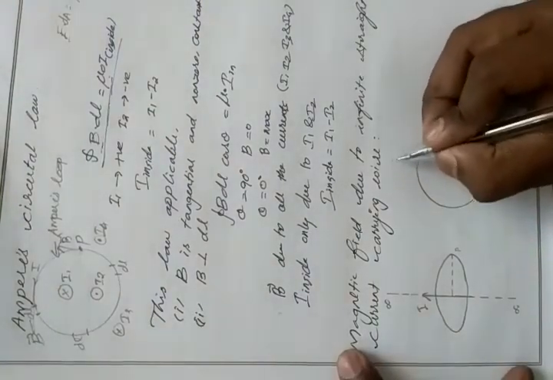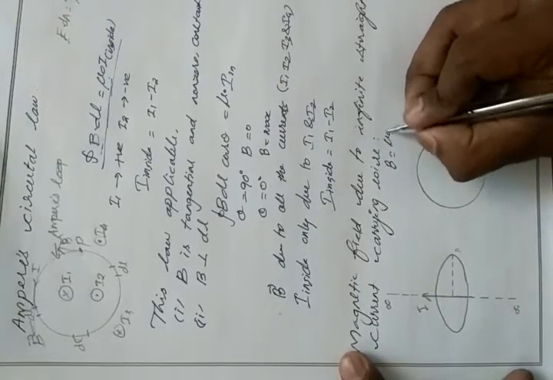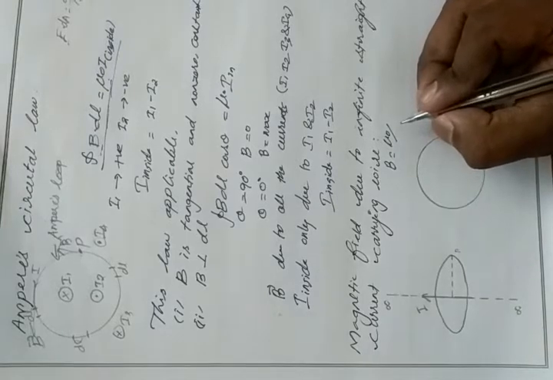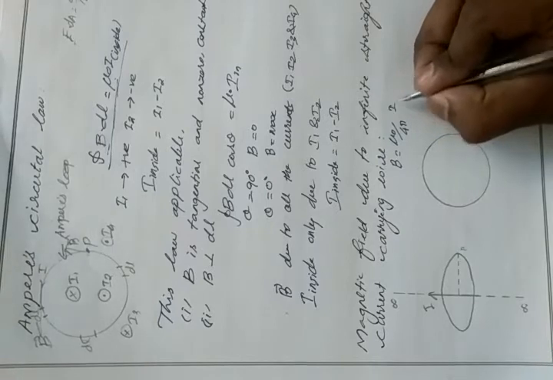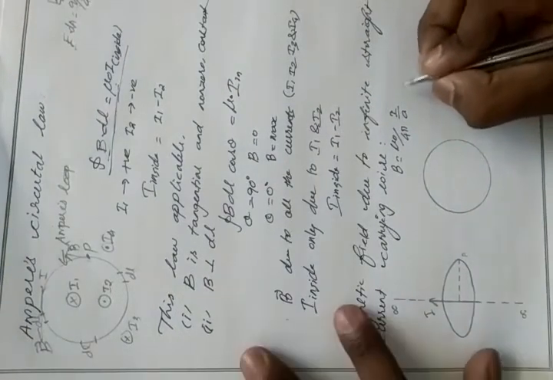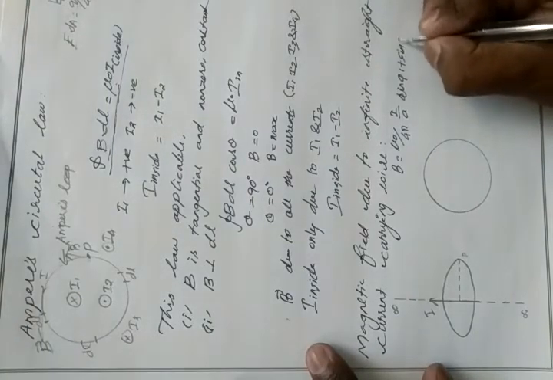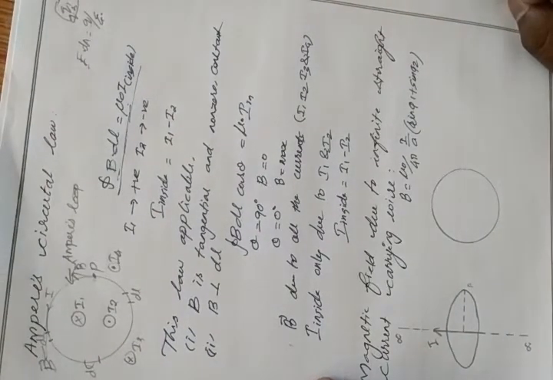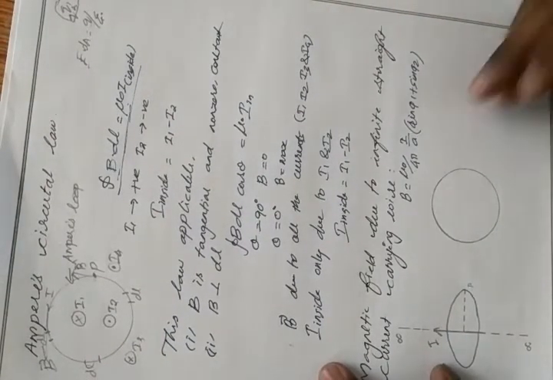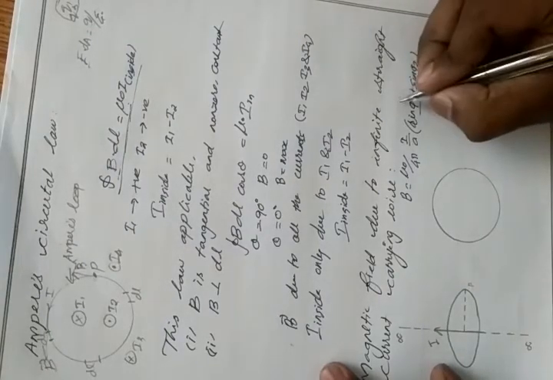So the magnetic field due to a straight current carrying wire is mu naught by 4 pi, I by A, times sin phi 1 plus sin phi 2. This is the formula to find the magnetic field due to a straight current carrying conductor. If the wire is semi-infinite, then we take phi 1 as 90 degree and phi 2 as 0 degree.